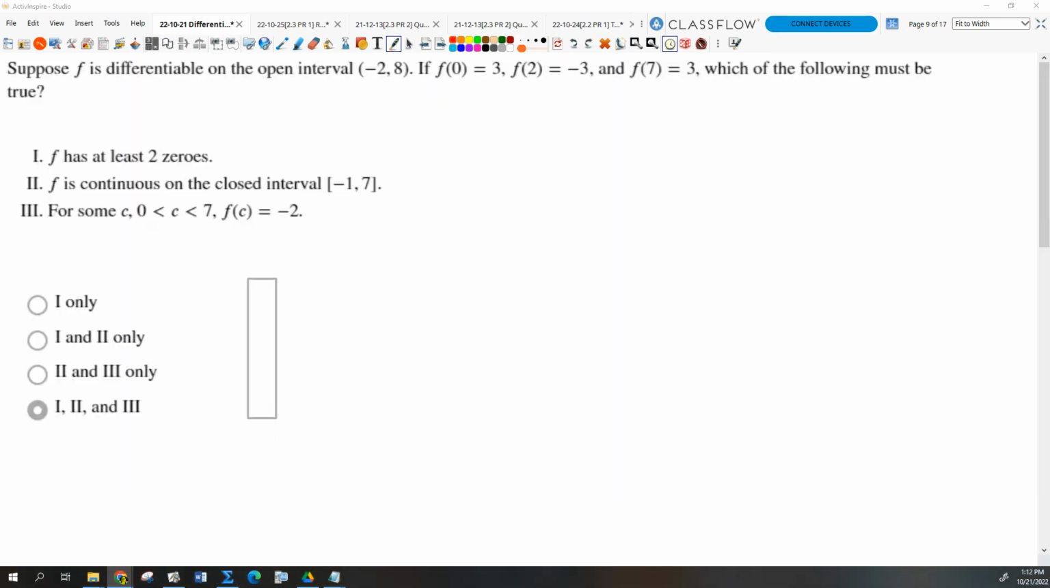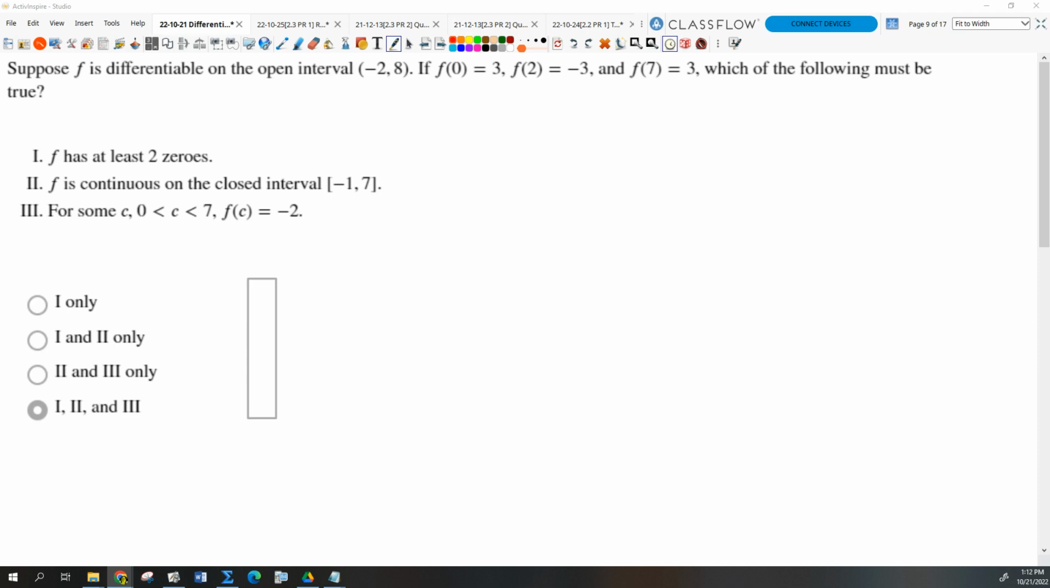Okay. So why would it have at least 2 zeros? Well, here's why. If we know that the function is differentiable on the open interval from -2 to 8, what does that say about its continuity? It's continuous, right? Differentiability implies continuity. And if a function is continuous on a closed interval, what does the intermediate value theorem tell us here?